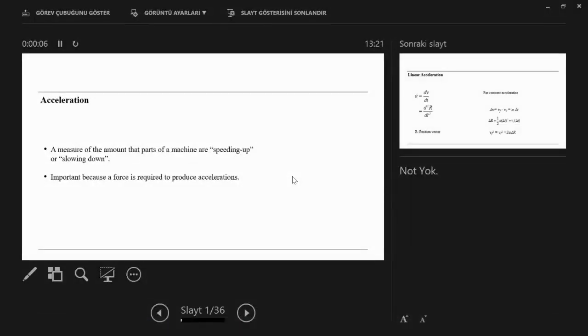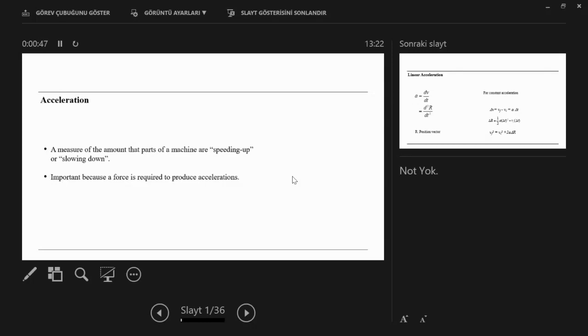Okay, good afternoon. Today we will discuss the acceleration. You remember from the beginning of these lessons we discussed what is machine, what is mechanism, and then the structure of the mechanism and mechanism design, and then freedom and joint, all those things. Then finally we finished the design of the mechanism, the synthesis of the mechanism, and we discussed the velocity.